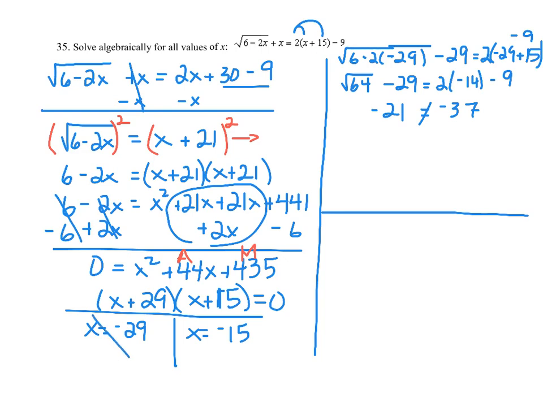And then you're going to do the same thing again with the negative 15. So again, 6.